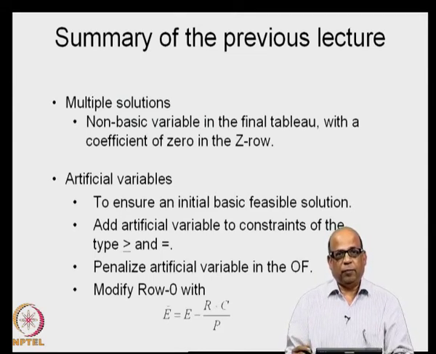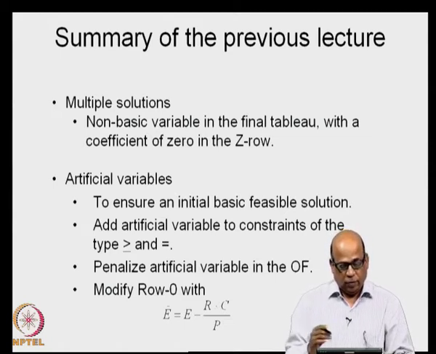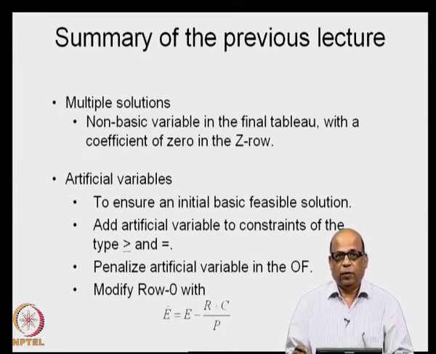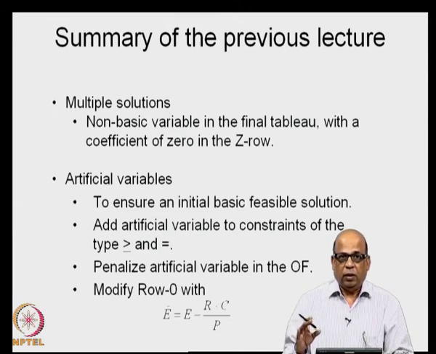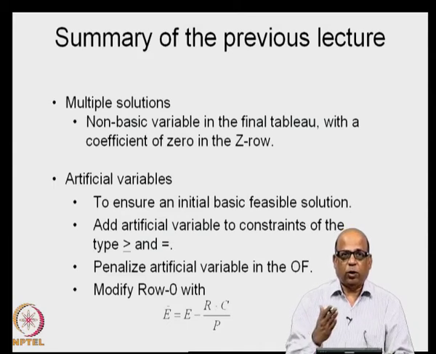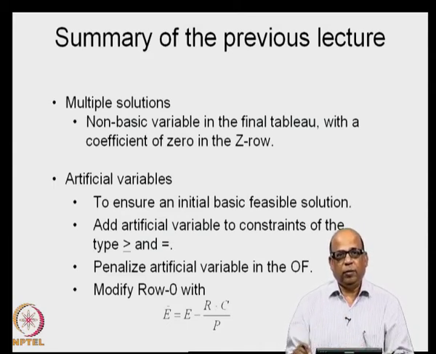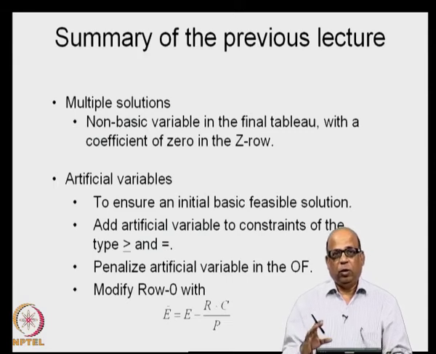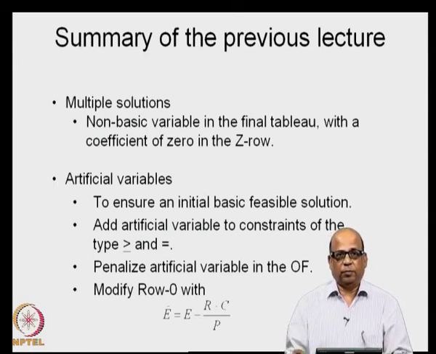How do we identify the existence of multiple solutions in a linear programming problem when we are solving it through the simplex method? If you recall, if there is a non-basic variable in the final tableau which has a coefficient of 0 in row 0 or in the z row, it indicates that that particular non-basic variable can be brought into the basis without changing the objective function value, and therefore, you can generate one more set of solutions.